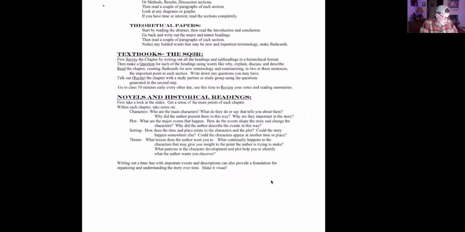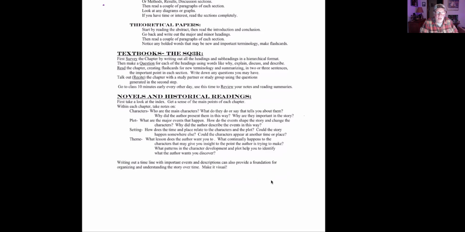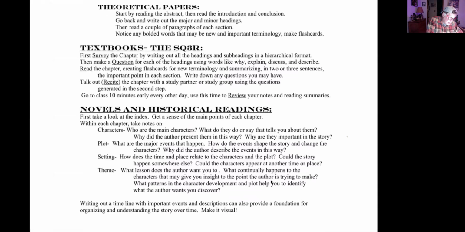So the next thing I want to talk about is reading textbooks. And I really like the oldie but goodie, the SQ3R. The first thing is S, which is survey, okay? And what I'd like you to do is basically survey the chapter by writing out all of the headings and subheadings in a very hierarchical format. So, one, and then A, B, C, and then two, A, B, C.